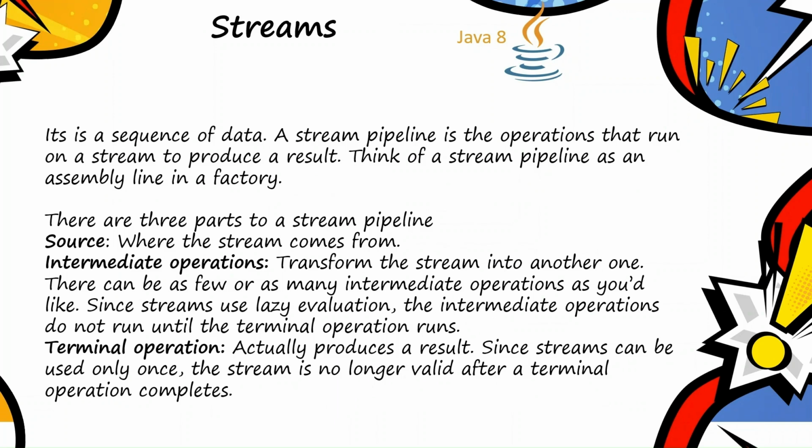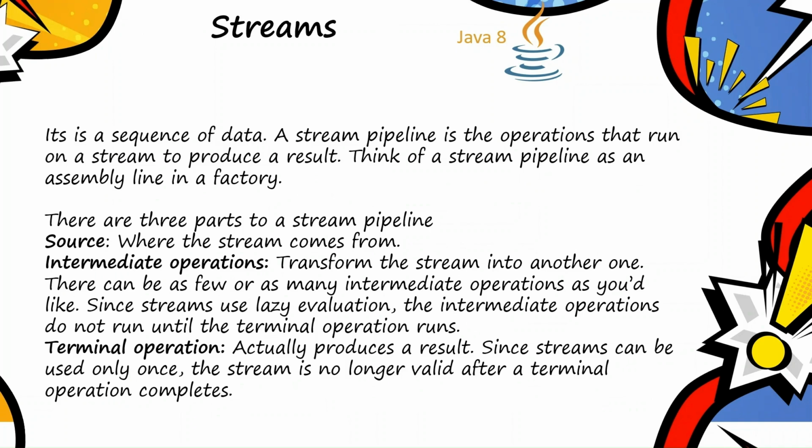Why streams in Java? In Java, we've long used the collections framework to access and manipulate data. However, collections have limitations, especially when it comes to transformation and parallel processing. This is where streams come in. Streams provide advanced capabilities to transform data, filter it, and process it efficiently, even in parallel.